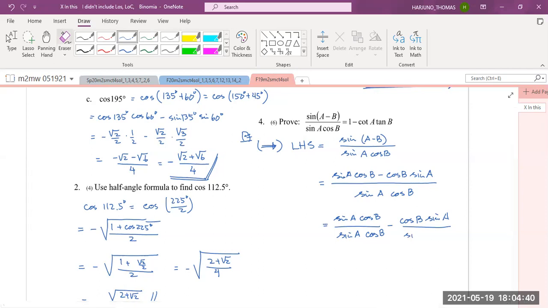I think I write it wrong here. So cosine A sine B. Yeah, because otherwise it becomes 1 minus 1. So this is cosine A sine B over sine A cosine B. Now the first term becomes 1. The second term becomes cotangent A times tangent A, which is our right hand side.